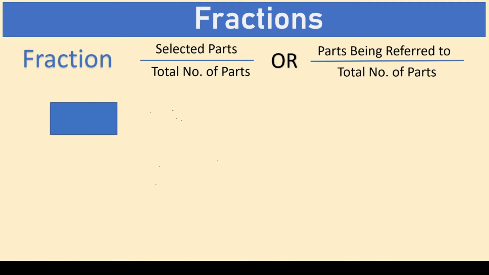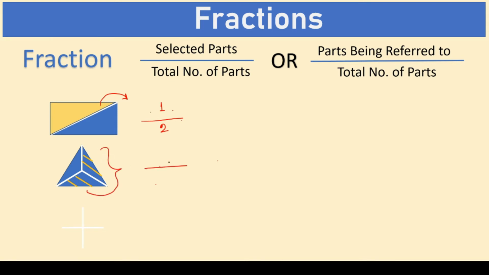So for example, if we have a figure which is divided into 2 equal parts and one shaded portion of it is 1 by 2. So one selected part out of 1 and 2, two equal parts. So if we take another figure, divide it into 3 parts and shade 2 portions of this, that means 1 and 2 portions are shaded. So 2 out of the total number of parts, which is 1, 2 and 3. So this denominator is 3.